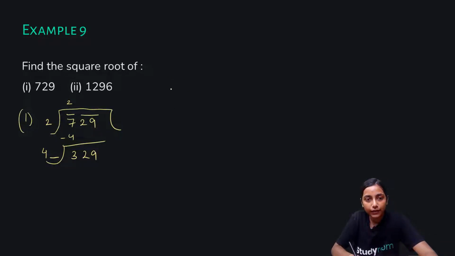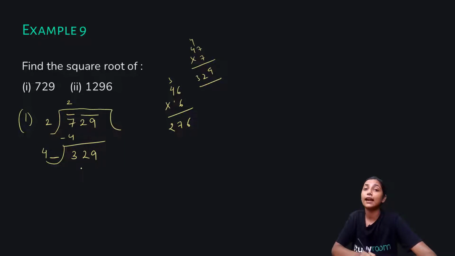So what if we multiply 46 with 6, what are we going to get? 6 6s are 36, 6 4s are 24, and 2, 76. No, it's less than. Let's try the next digit, that is 47. Now 47 into 7 will be 7 7s are 49, 7 4s are 28, and 3, 29. This is exactly the same. So what will be the digit here? 7. So if 7 is here, 7 will be written here, and we get 329.